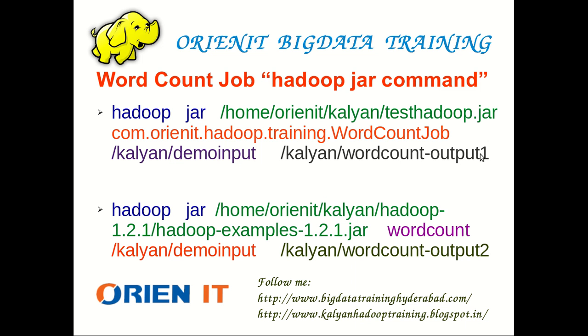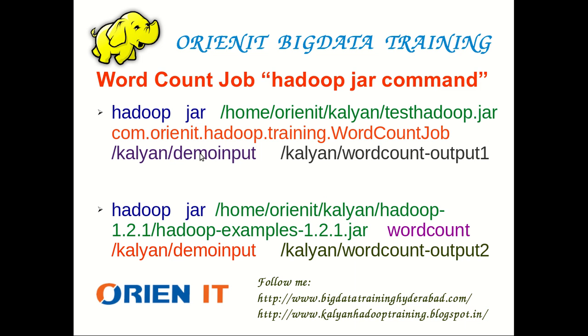So make sure that the input must and should exist because we are going to read the file. The output should not exist because Hadoop doesn't allow multiple writes. So if the output is already there, it will simply throw an error giving you the message that the output already exists. So this is the way if you are going with your custom jar preparation.